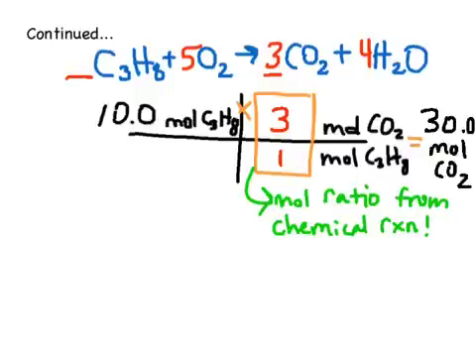Okay, and we know that because of these mole ratios. We can even look at the equation and say it's a 1-to-3 ratio. So if we have 10, we're going to have 3 times as much, which is 30. Okay, so that's how it works. Now let's take a look at 2 more examples.